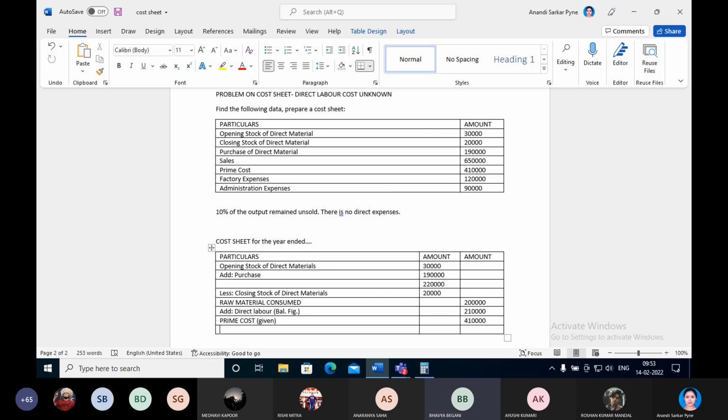Now with this, you're adding factory expenses we have. So add factory expenses, 90,000. Sorry, 1,20,000. 5,30,000. Now we add it with the prime cost. So what we get is 5,30,000. So this is our factory or works cost.